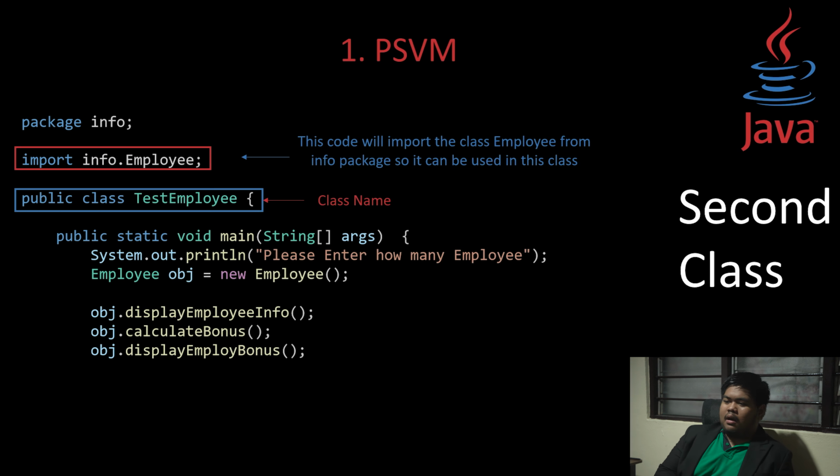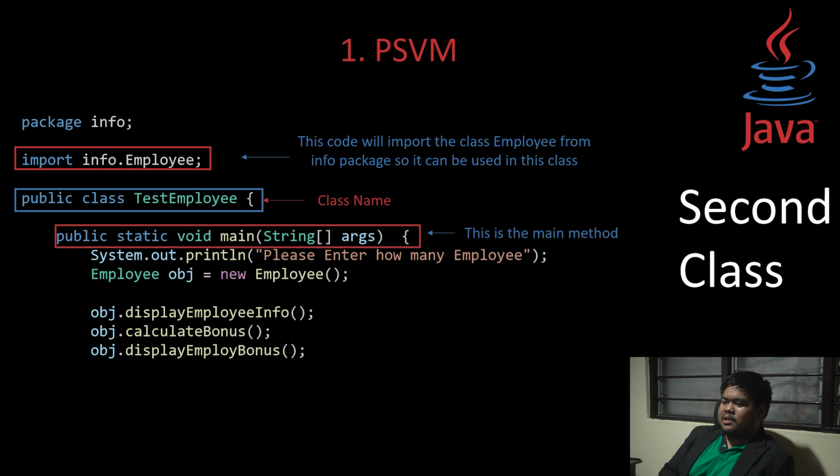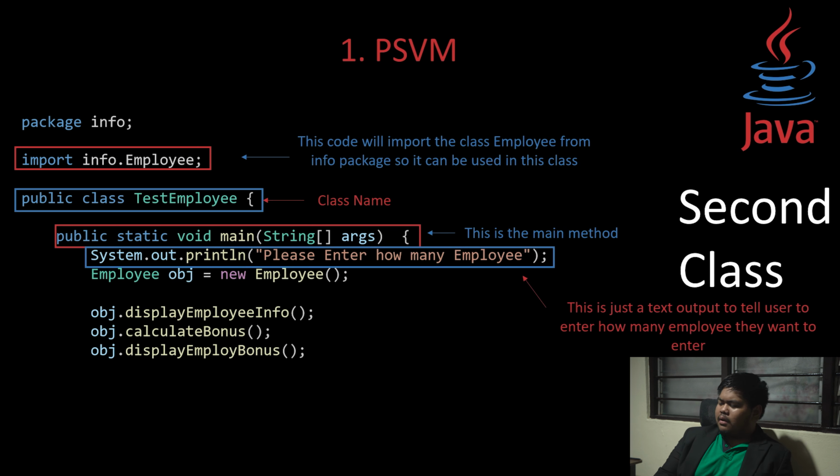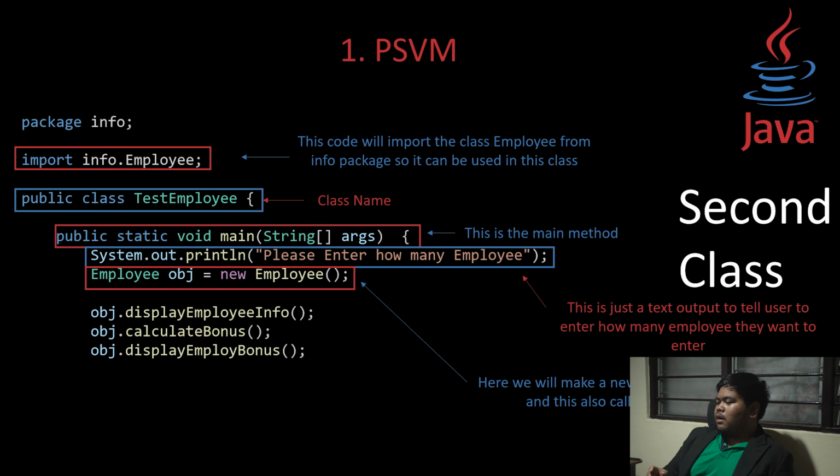Here we have the class name, public class TestEmployee, also made public. And we have our PSVM, public static void main, String args. This is the main method. And we have a text that we want to show to the user, to input how many employees they want to enter in the session.